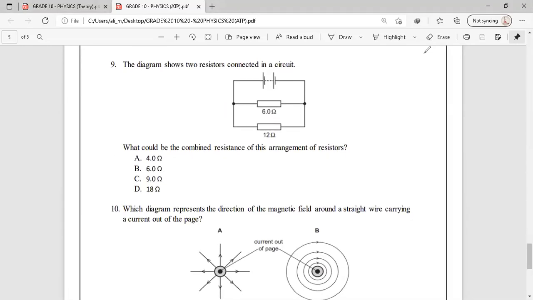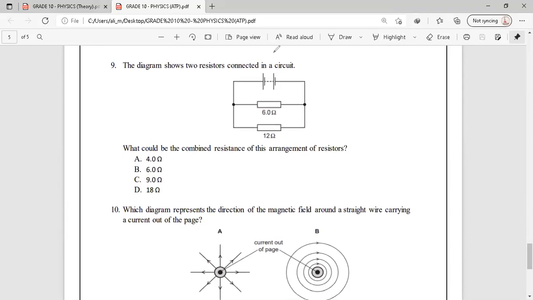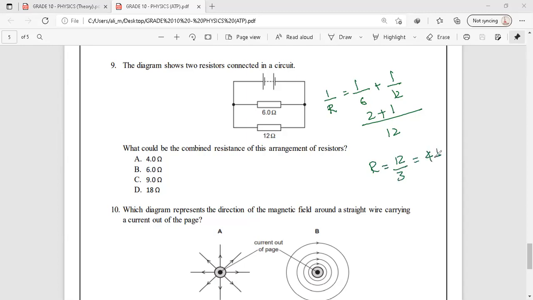Then we have question number 9. The diagram shows two resistors connected in a circuit. What could be the combined resistance of these resistors? So we have a simple parallel combination. So 1 over R would be equal to 1 over 6 plus 1 over 12. So by solving this, we will get R is equal to 12 over 3, that is equal to 4 ohms. So option A is the right answer.